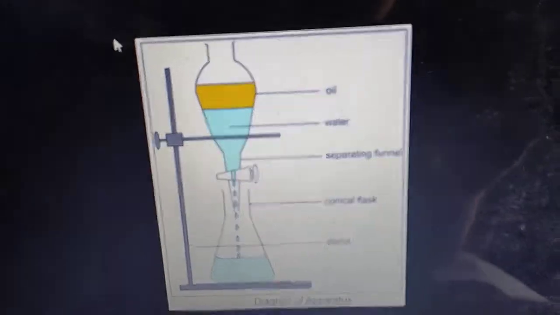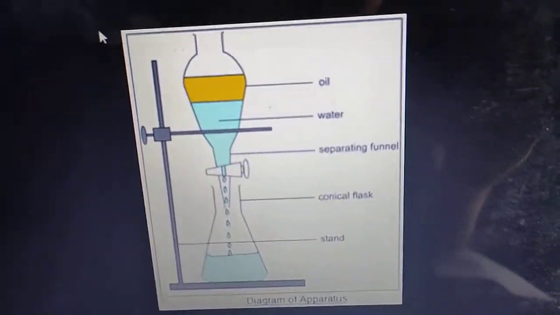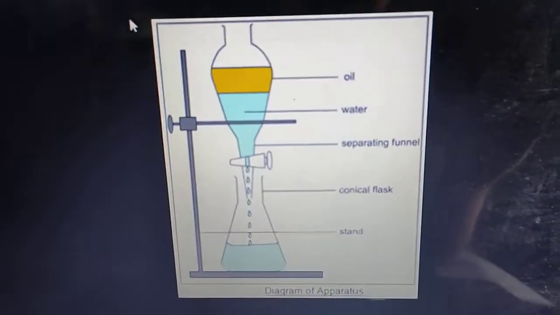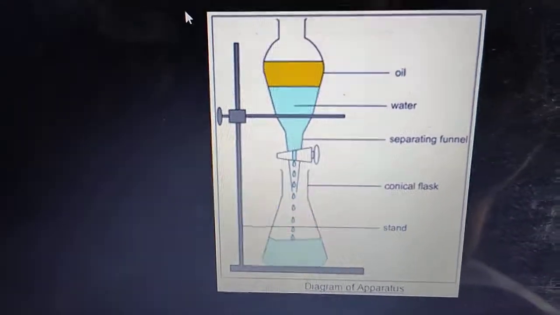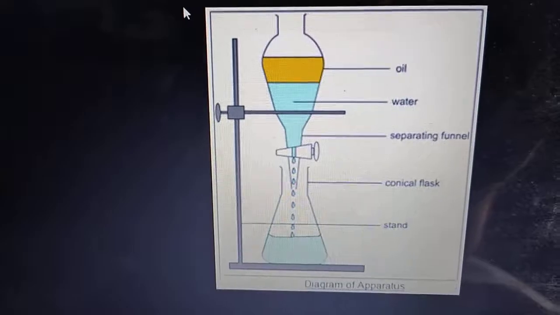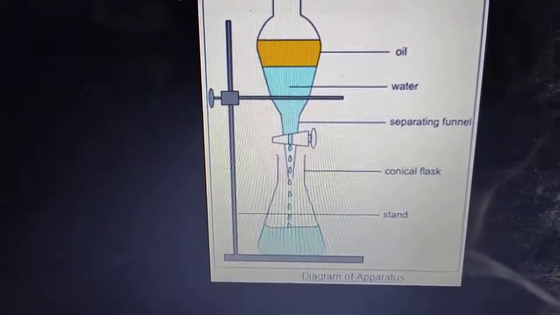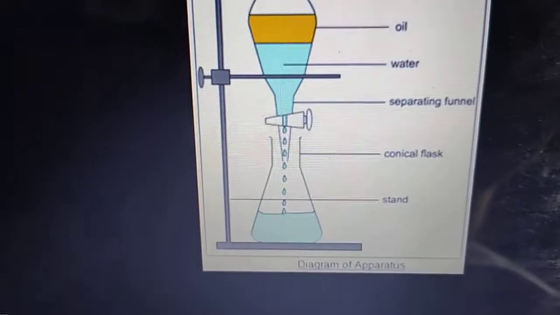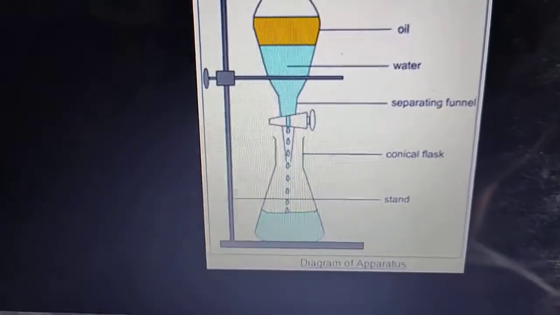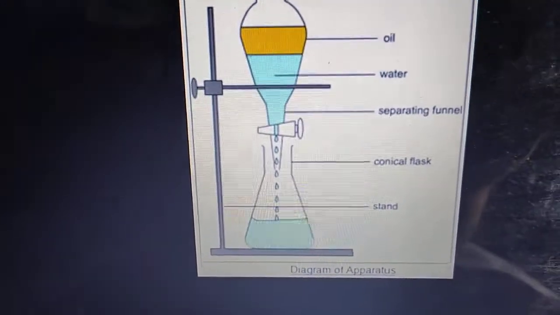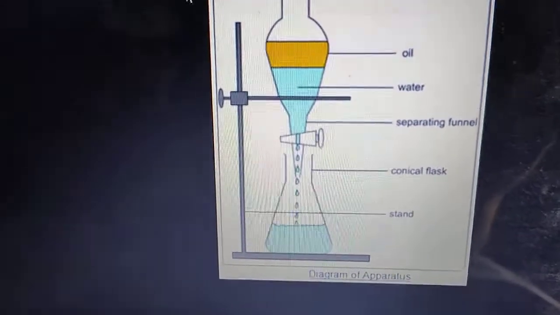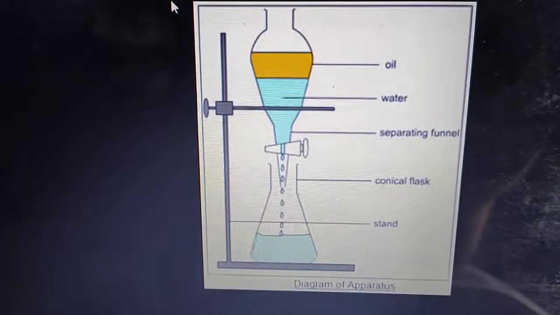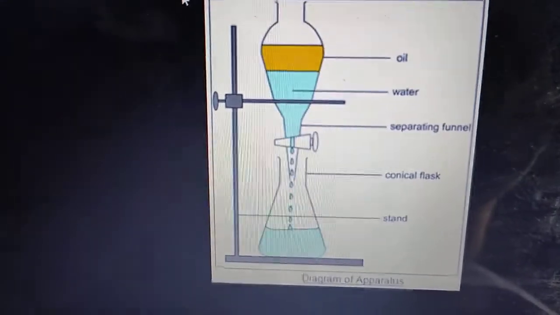For example, if I have a mixture of oil and water, you can see here. Now prepare a mixture of oil and water. Take the mixture in a separating funnel. Let it stand undisturbed for some time so that separate layers of oil and water are formed. Now open the stopper of the separating funnel and pour out the lower layer in a beaker. Now record your observation.